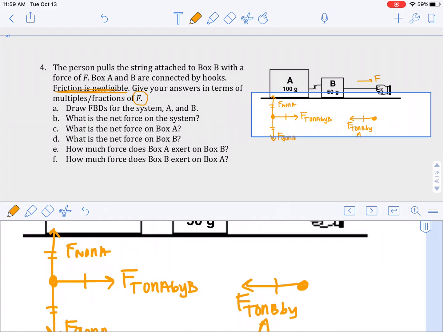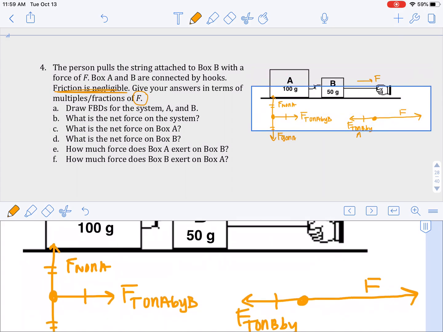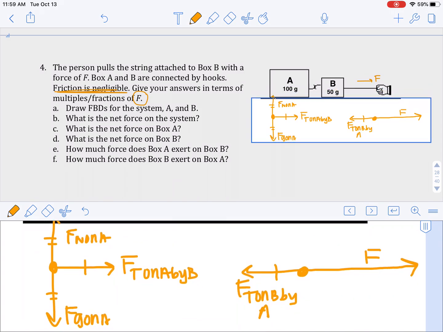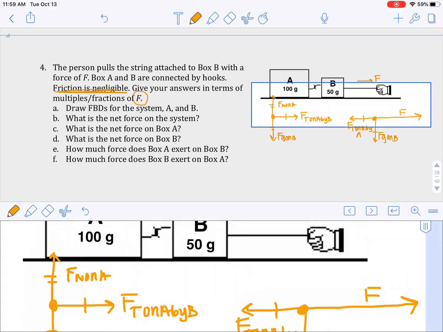So then we also have a pull force of F from the hand that is just applied on B, because that pull is only in contact with B. The string that the man is pulling is only in contact with B. It's not in contact with A. So this one also has a force of gravity and a normal force.